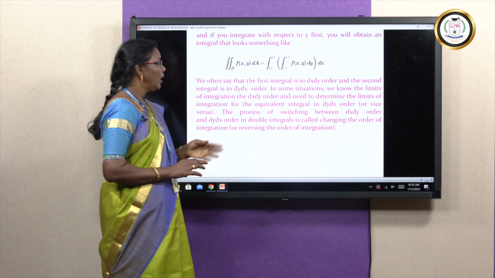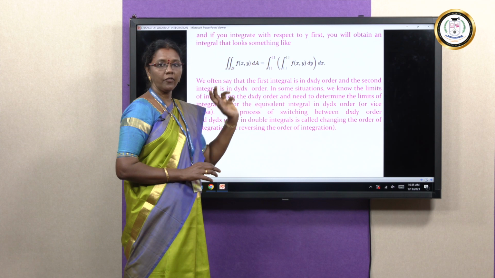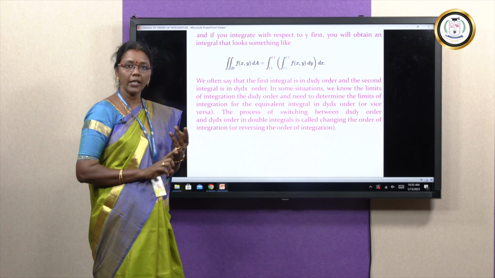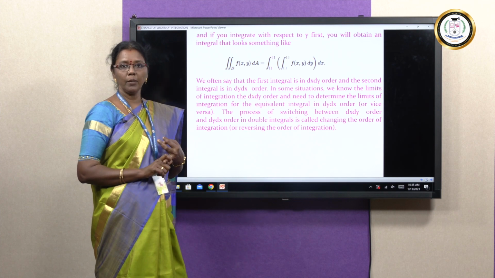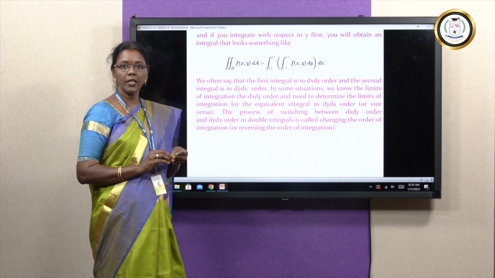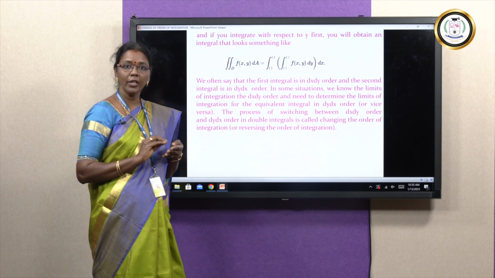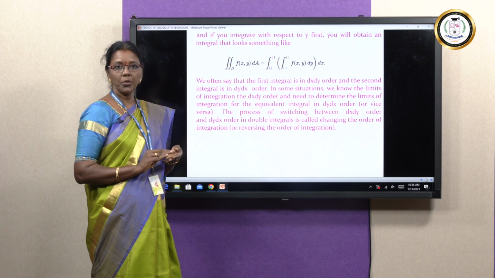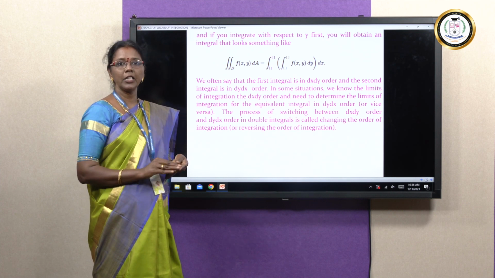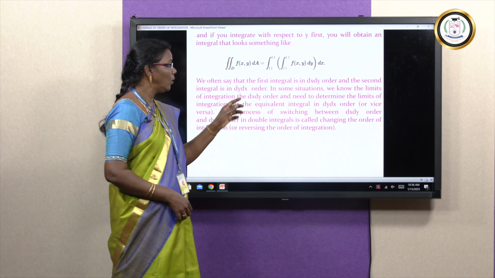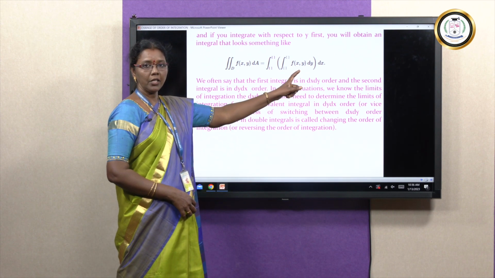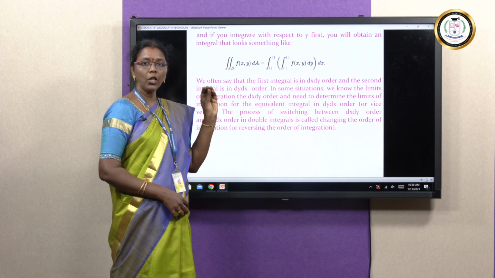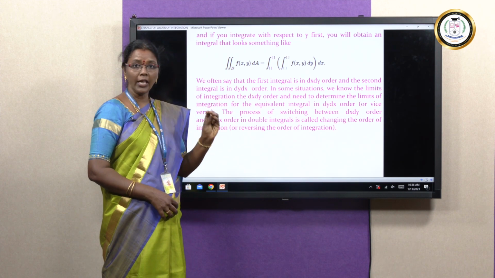Now we have to check the limits. The limits can be either constant limits or variable limits. If the limits are constant limits, then there is no need to worry about the order, because we will get the same solution whether we integrate with respect to x or with respect to y first. Suppose it is a variable limit, then only we must concentrate on the order.